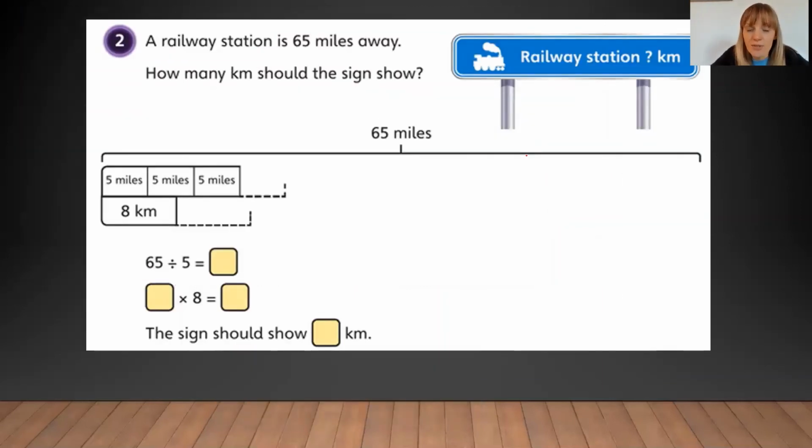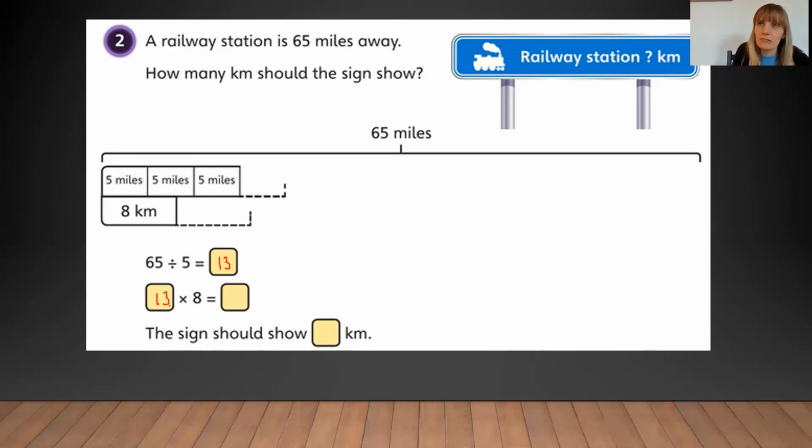Now, in the other way round here, this is telling us that the railway station is 65 miles away. Now, we want to know what the sign would say in kilometres. So it's the other way round, isn't it? Starting in miles. So I've got to do 65 divided by 5, so I know how many groups of those 5 miles I've got. So 65 divided by 5 is 13. And now I want to turn it into kilometres. So for every 5 miles, I've got 8 kilometres.